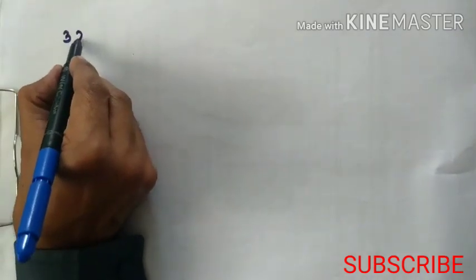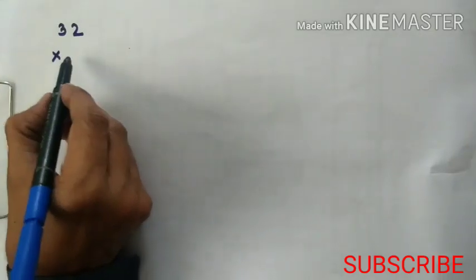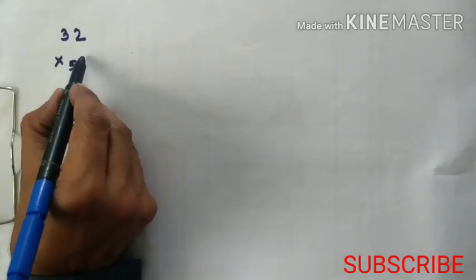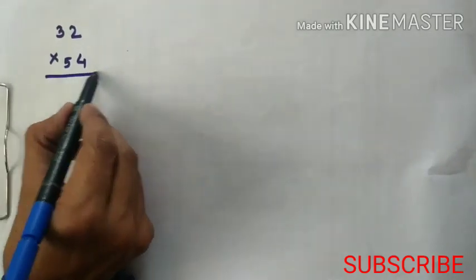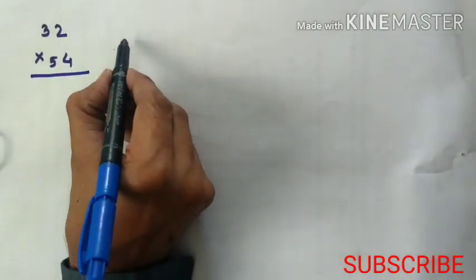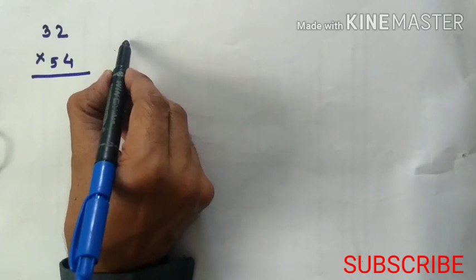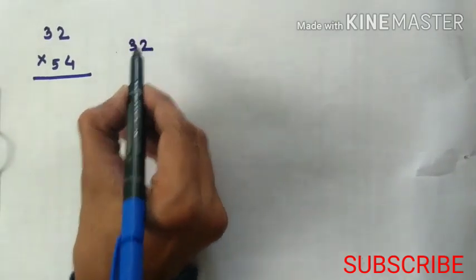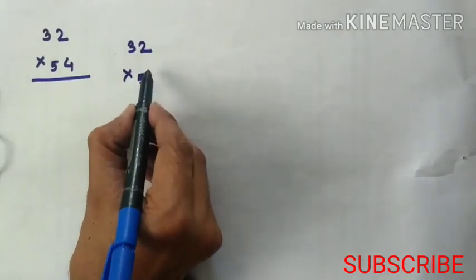32 into, suppose, 54. In this method I am writing the same example 3 times for your better understanding. 32 into 54.